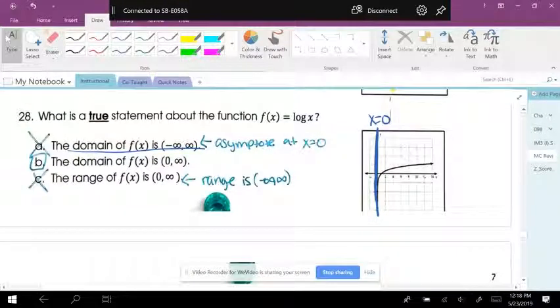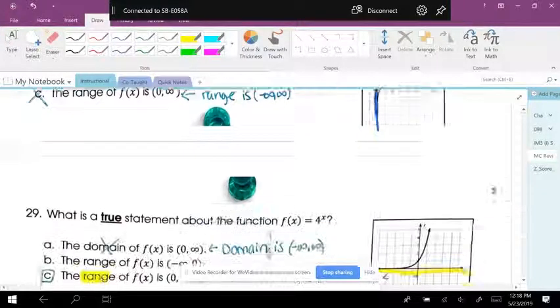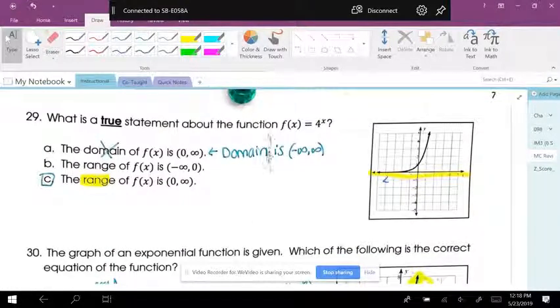What is true about a log function? Again, there's your asymptote at 0. So that means your domain is 0 to infinity. When it comes to logs, your range is always all real numbers. So that one's gone. Okay. All right, 29. We're talking about exponential functions now. Remember, the domain of all exponentials is all real numbers. That's why A is gone.